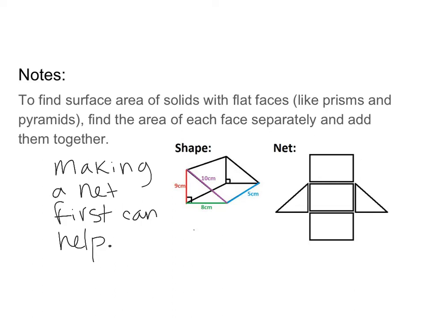So we have two triangles that have two sides of 9 and two sides of 8. Or one side 9, one side 8, and then the long side of 10. And then we've got rectangles, and we know that the height of the prism is 5, so all these lengths are 5. And then we just fill in our missing pieces here.